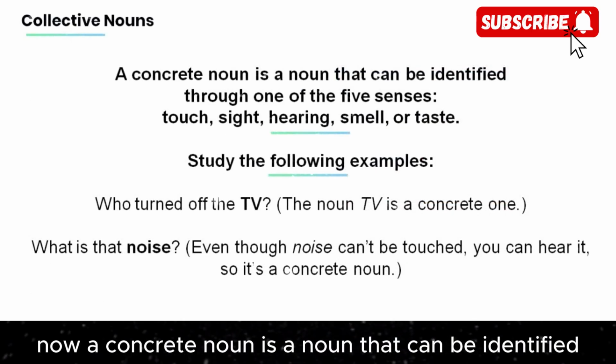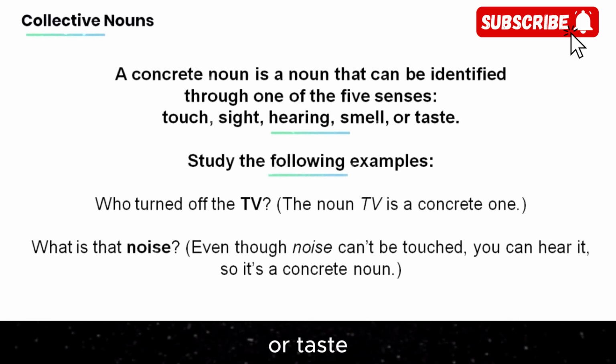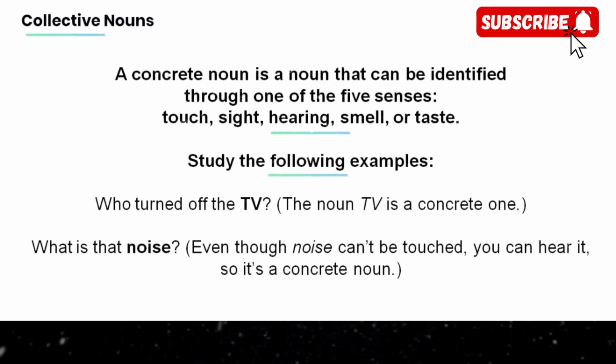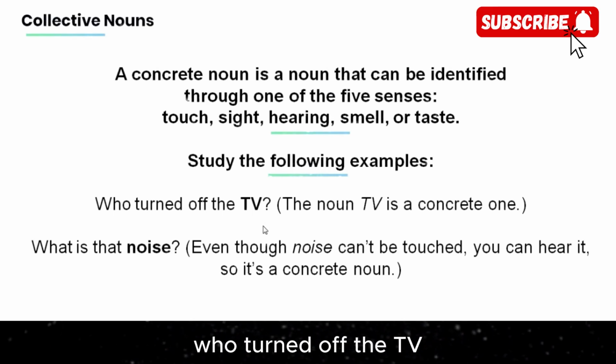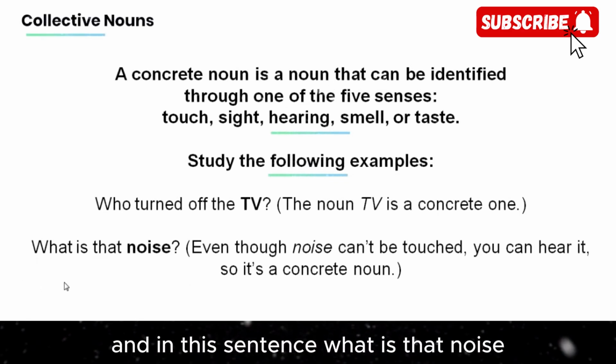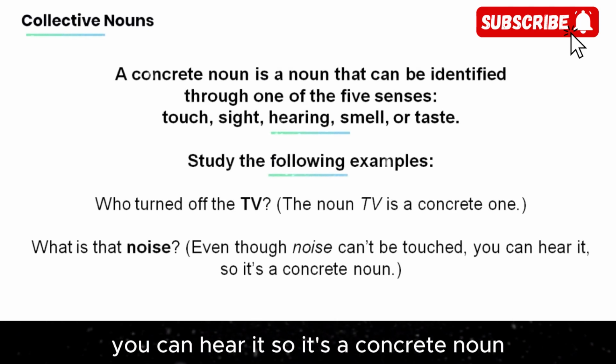Now, a concrete noun is a noun that can be identified through one of the five senses: touch, sight, hearing, smell, or taste. Have a look at the following examples. Who turned off the TV? Note that the noun TV in the sentence is a concrete noun. And in this sentence, what is that noise? Note that even though noise can't be touched, you can hear it. So it's a concrete noun.